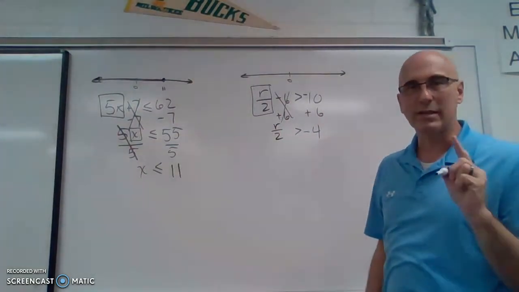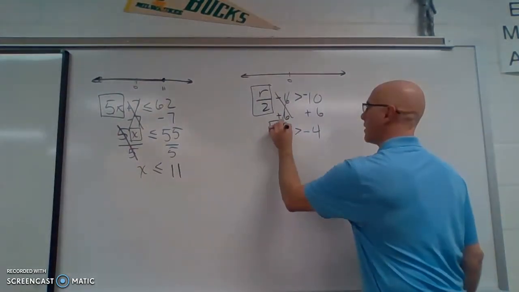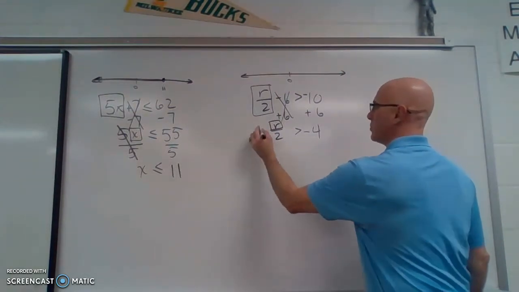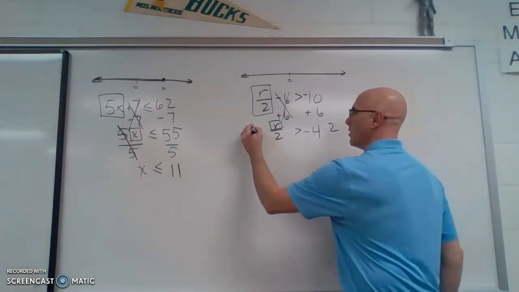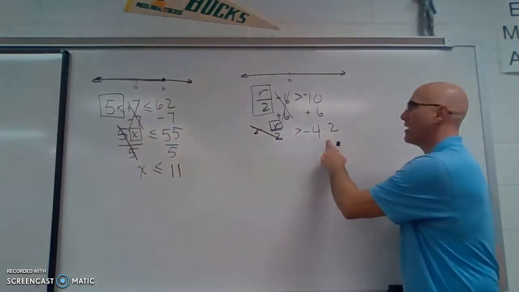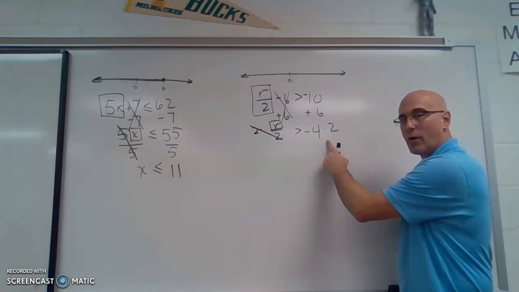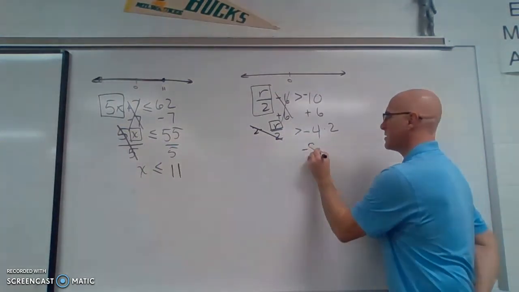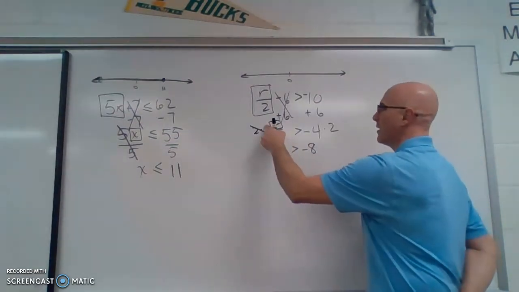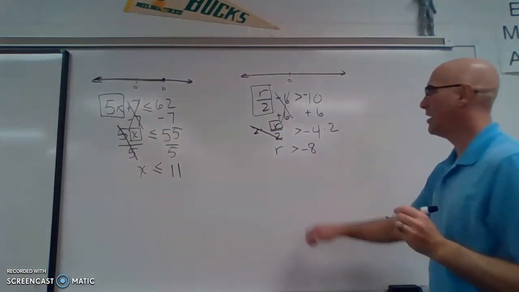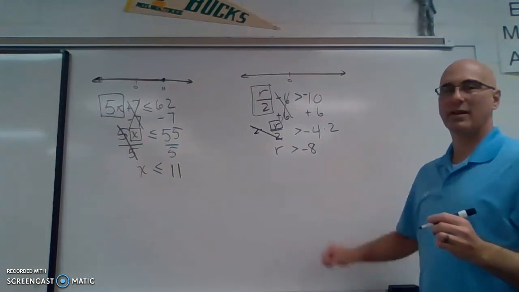Now we're going to quarantine again. Put a box around the r. Divided by 2 means we multiply. That is the inverse operation. We're going to cross off and do the math. Negative 4 times 2 is negative 8. Keep the inequality, and then we keep what we quarantine. R is greater than negative 8.